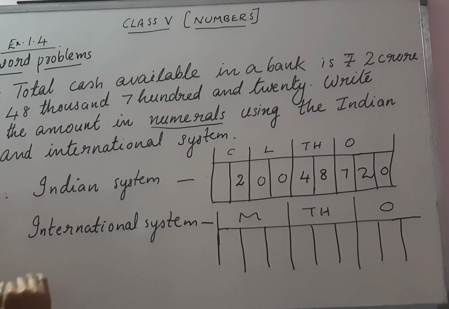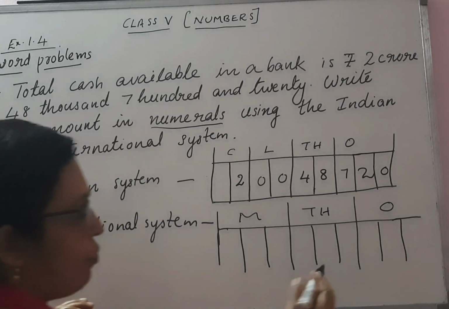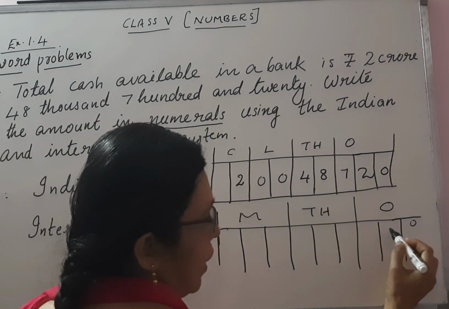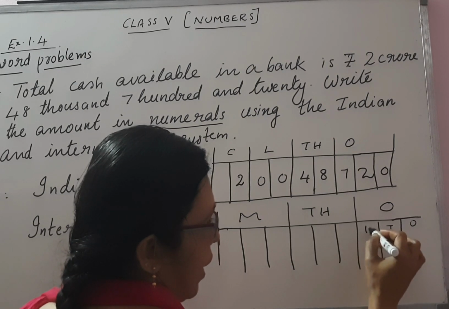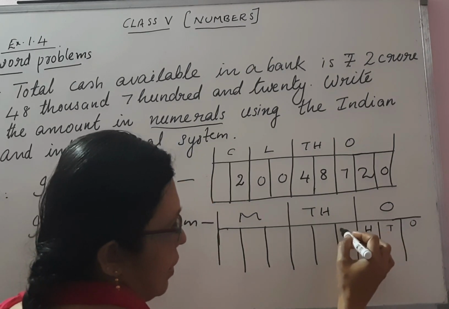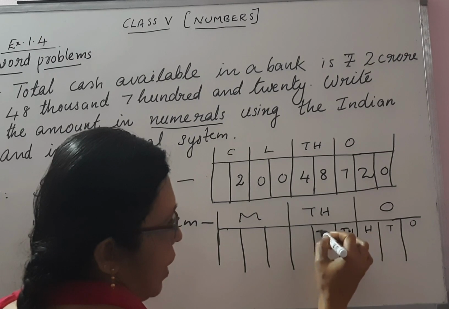Now we can go to the international system. So international system 2 crore 48,000. So here we know ones is there. Ones, tens, 100. Here it is 1,000, 10,000.